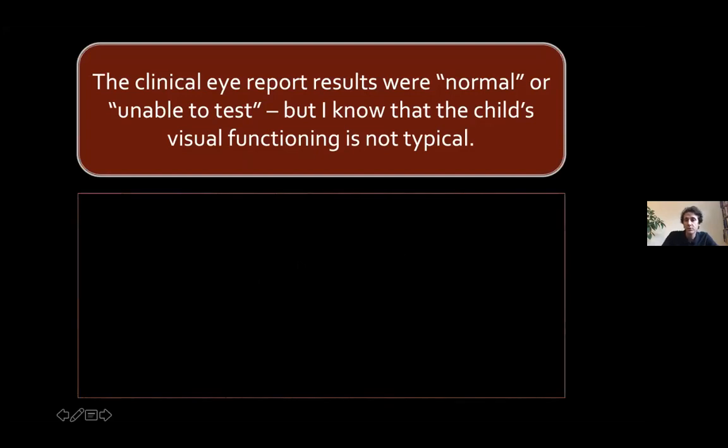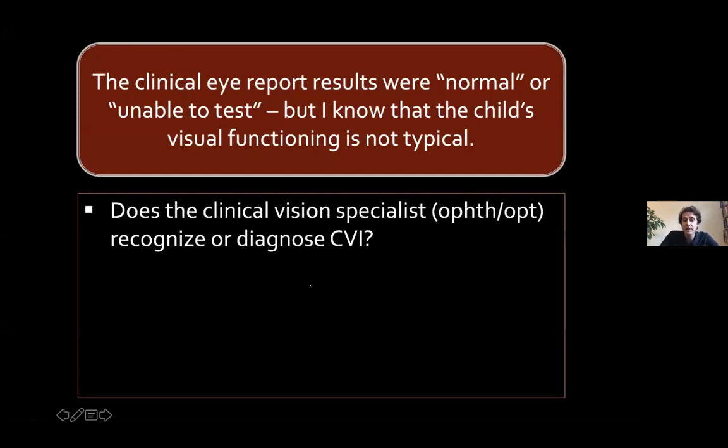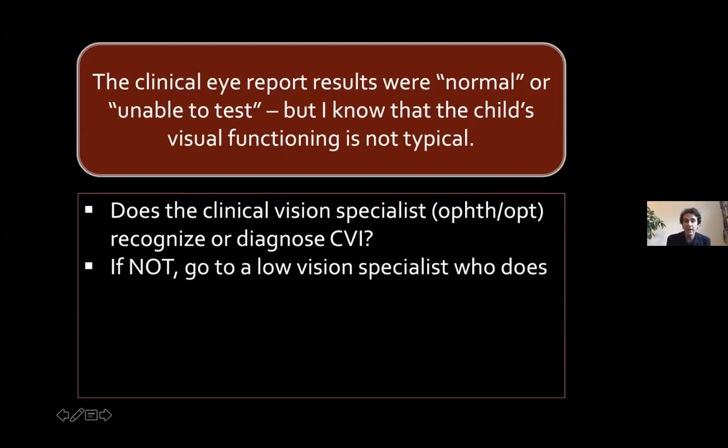So the questions that you should be asking yourself, and if you work with families, you should be helping families to understand how to respond to this common situation, is: does this clinical vision specialist, whatever their role is, ophthalmologist, optometrist, neuro-ophthalmologist, pediatrician, or neurologist, recognize or diagnose CVI? If not, go to someone who does.